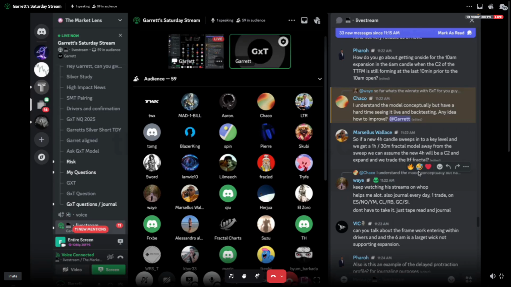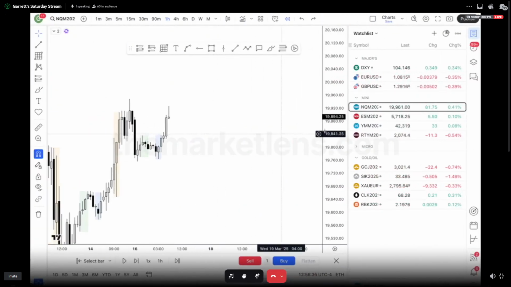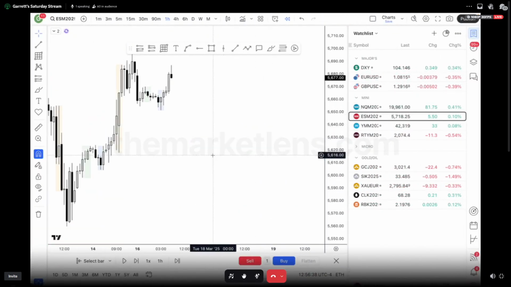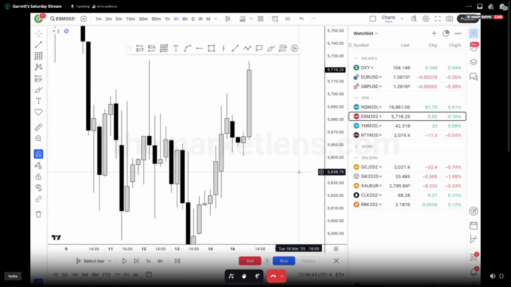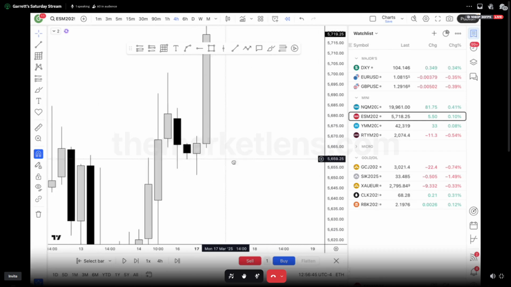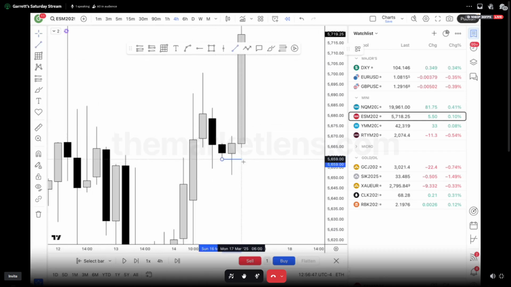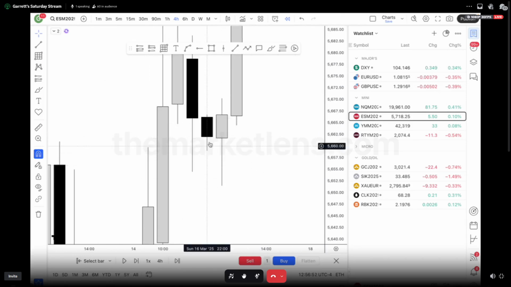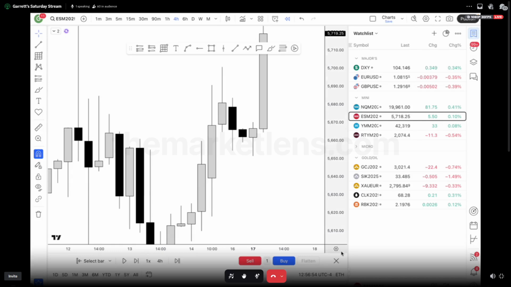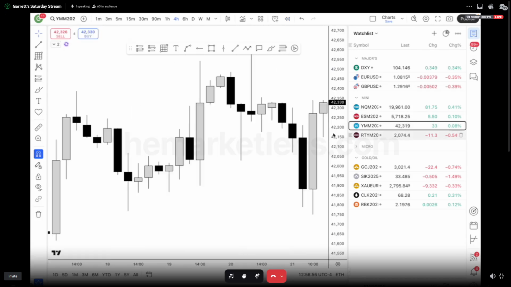So if a new 4 hour candle sweeps into a key level and gets a 1 hour fractal model away from the sweep, we can assume that the new 4 hour will be a C2. In a reversal profile where we have to sweep out the previous candle's low, like a 2 a.m. reversal or 6 a.m. New York reversal, it has to form the low of day, so it has to take out this previous candle's low. As long as this candle supports expansion, like a small wick, so I'll try to find a little bit better example. I'll show you my example on YM.